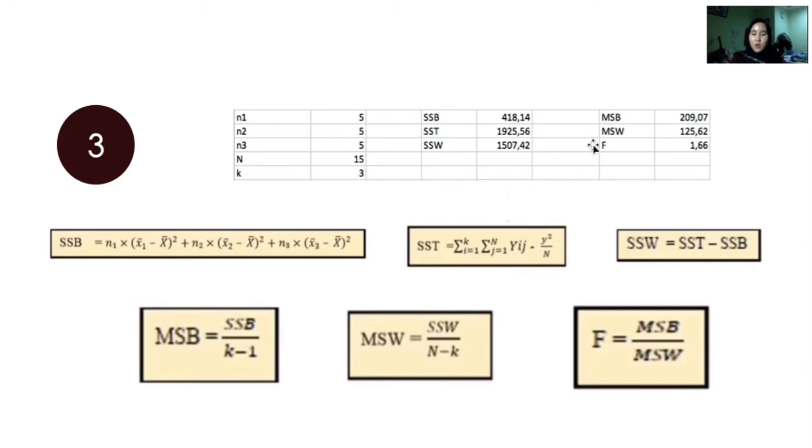And after we got all of these three, we move on to the MSB, MSW, and F. MSB is got from SSB divided by K minus 1. So SSB over K minus 1. We got the result like this. MSW is SSW divided by big N minus 3. And then F is just MSB divided by MSW. So we got the result of F is 1.66.